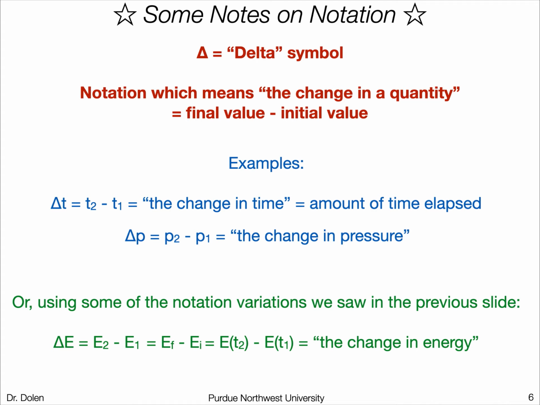Okay? And again, using some of the notation from the previous slide, delta E is my change in energy. It could be E2 minus E1, or I could be using the notation of final and initial, in which case it would be E final minus E initial, or I could be using the functional form of my energy, and that would be a slightly different notation, but it would mean the same thing. It always means a change in energy.